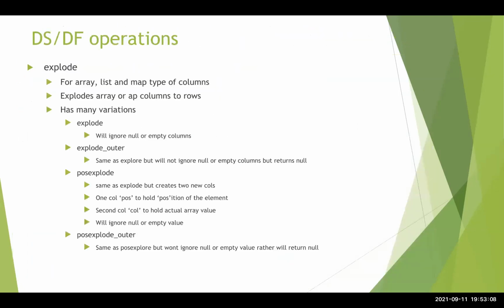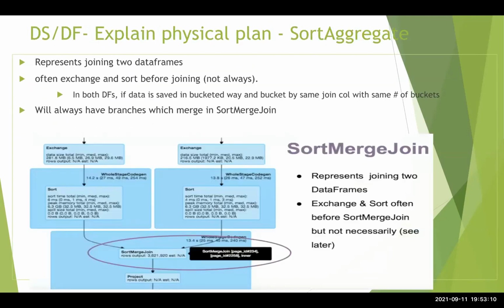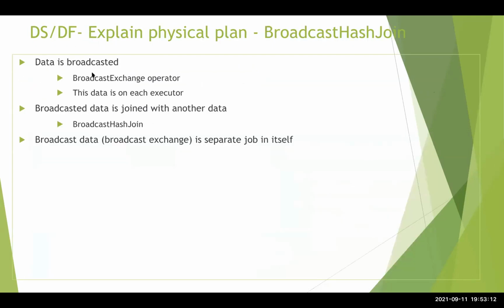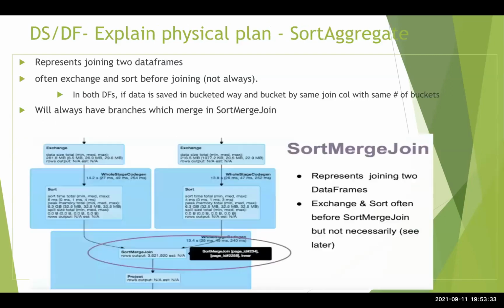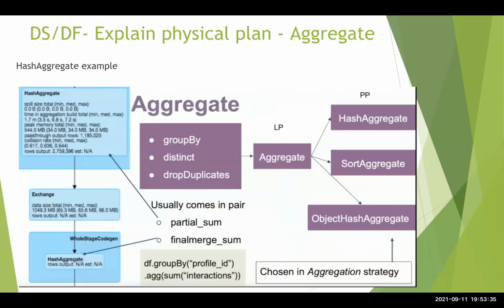Broadcast join, I think we'll stop here. Broadcast join is the last one. So data is broadcasted. You will see the broadcast exchange operator in the plan. This data is on each executor, and the broadcast data is joined with other data sets. When that happens, you will see broadcast hash join happening. The broadcast exchange is a separate job in itself, so we'll come to that. I have not given an example of this, but I think you all understand at least this much. Now, this is where I stop.